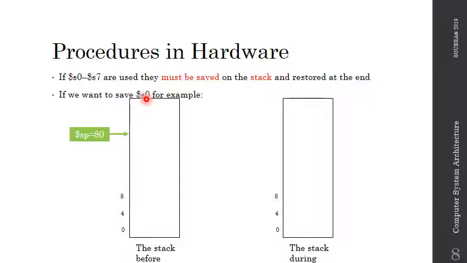Now, if I want to save S0, for instance, and my stack pointer is pointing to address 80 here, I'm going to save only one thing, so I need to make space for one thing here.